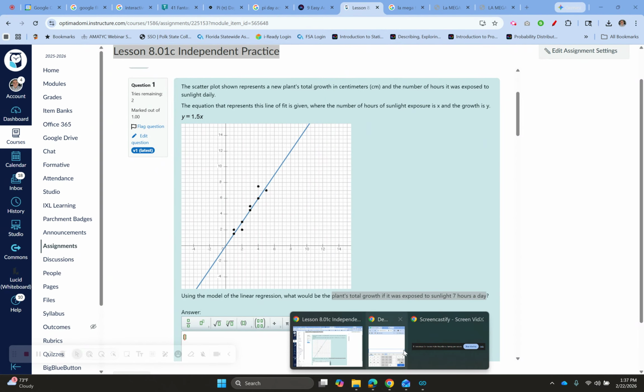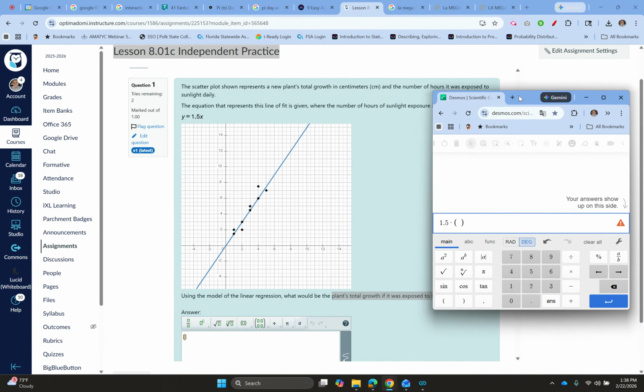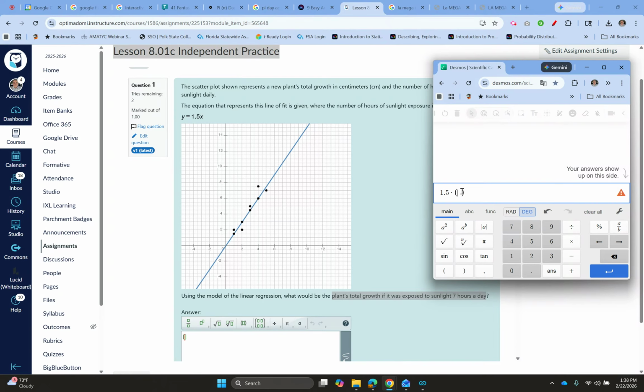So what I suggest is you take out your calculator, and you see this equation right here. It says y equals 1.5x. What you're gonna do, let me hide this, let me take this out of the way. What you're gonna do is you're gonna do 1.5 times x, see that parenthesis is the x, and they asked me to put for 7 hours. I'm gonna put here 7. And you can see I got 10.5, the same thing I got when I was looking at the graph.